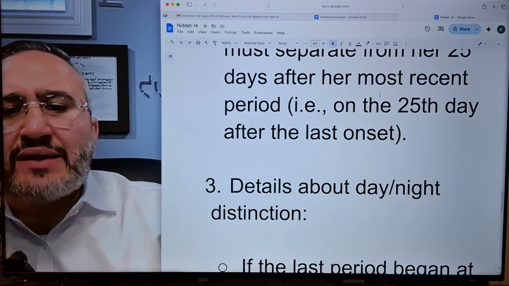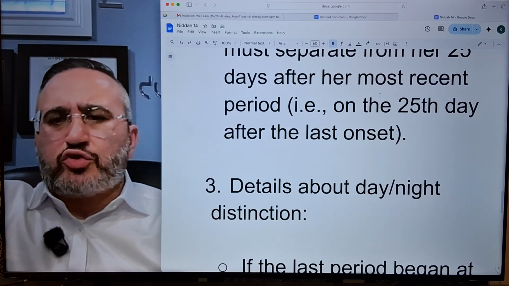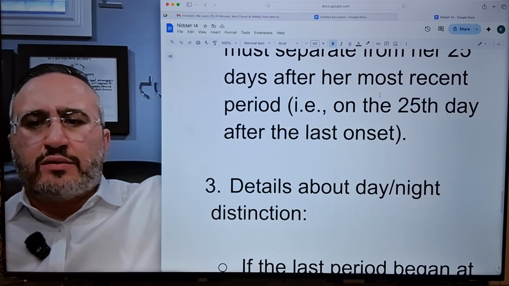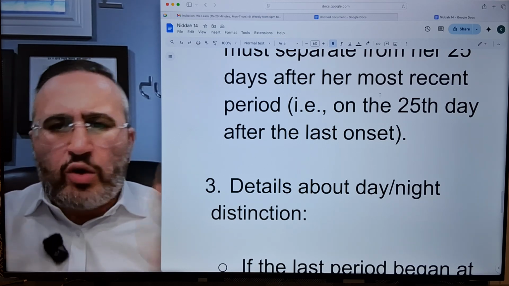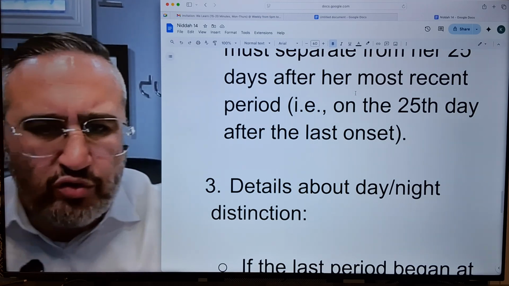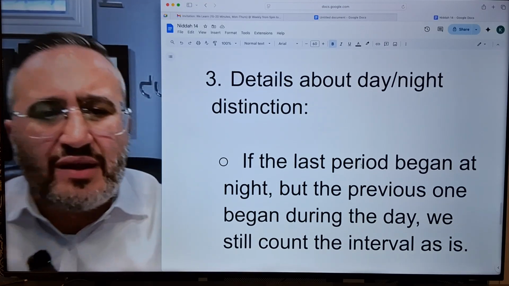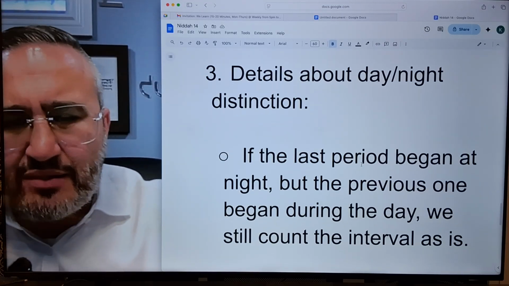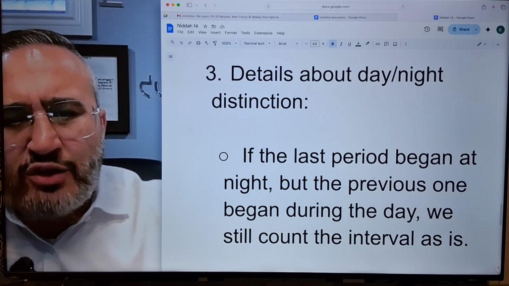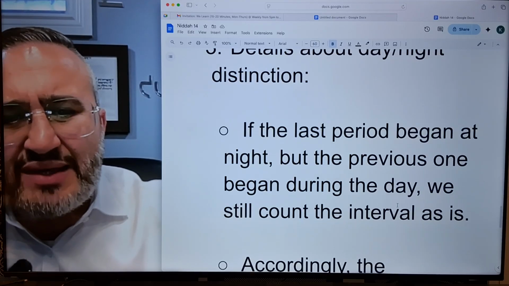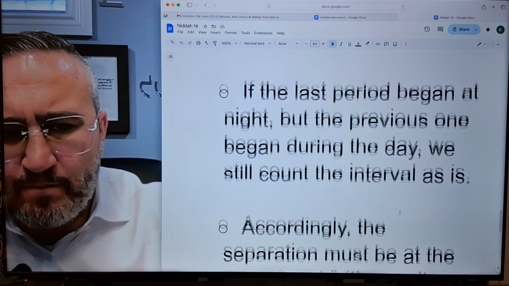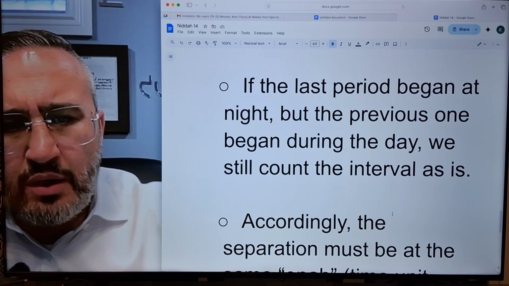Details about day and night distinction. Okay, what happens if she saw during the day on one period and then the last one she saw at night? What am I supposed to do? One during the day, one during the night, or the other way around, one during the night and one during the day? If the last period began at the night, but the previous one began during the day, we still count the interval as is. You keep it the way it is.